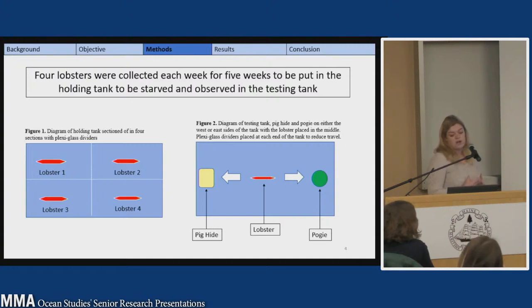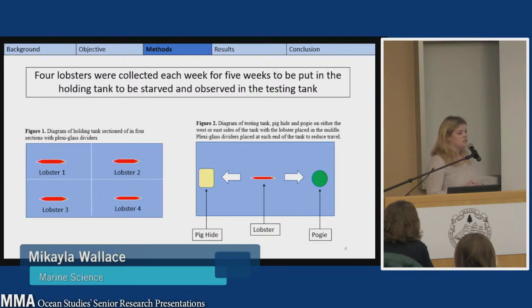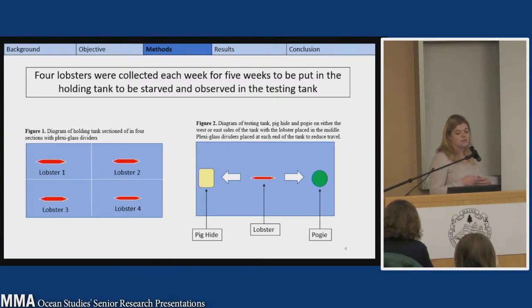Once they all had equal hunger levels, they were placed in the testing tank here in figure two, and I'd randomize the bait on either side so they wouldn't tend to prefer one side over the other. I'd place the lobsters in the middle and leave them alone for 30-minute trials, and I did all my trials during the night to avoid any human interference. I had two overhead red lights along with two cameras situated by ropes facing down at either one of the baits. After each trial, I would drain the tank and give it a good wash down to avoid any chemical cues from lobsters in prior trials.